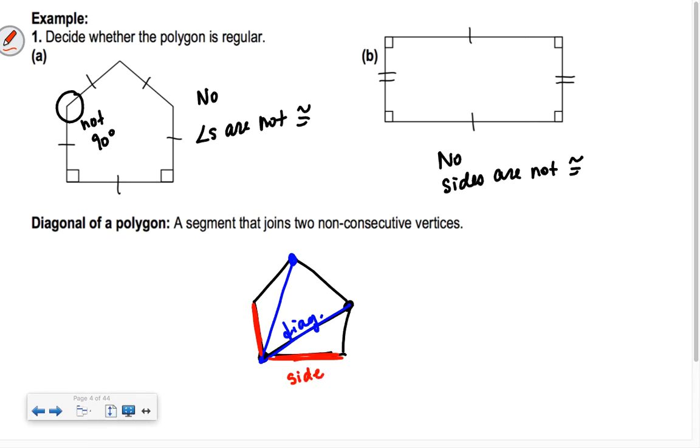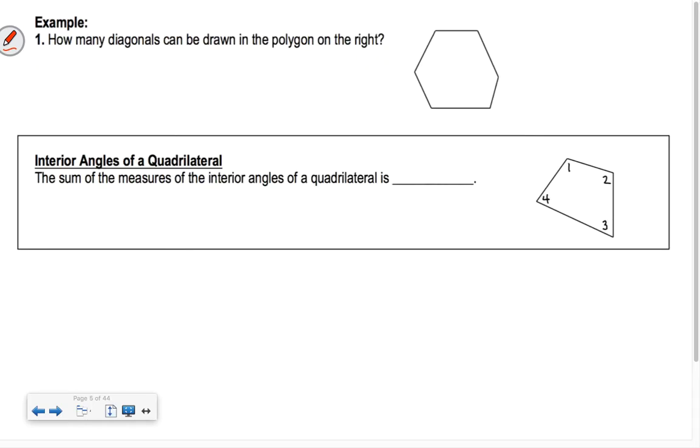Yeah, they're just sides, right? It's a side and a side. So we don't call it a diagonal, it's a side. Does that make sense? So it says, how many diagonals can be drawn in the polygon on the left?